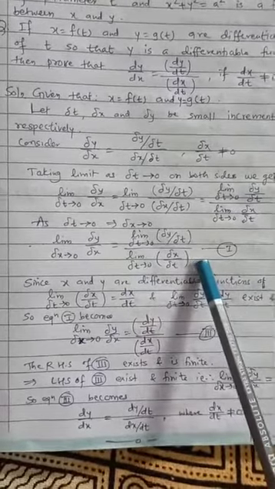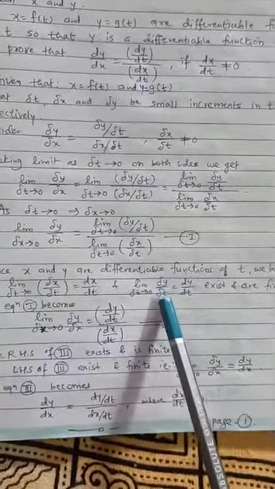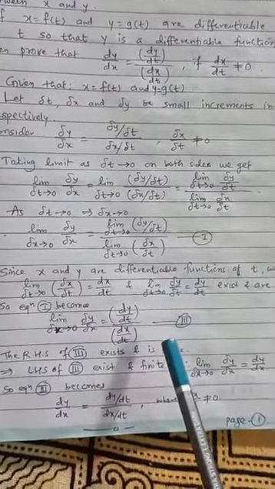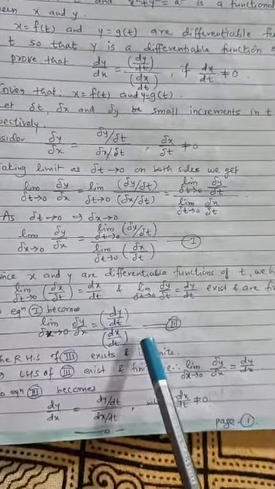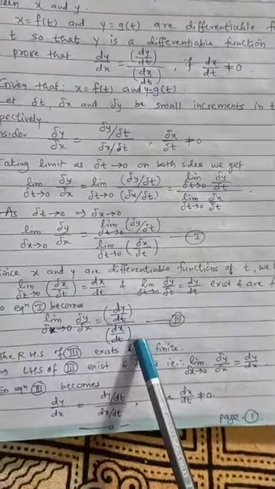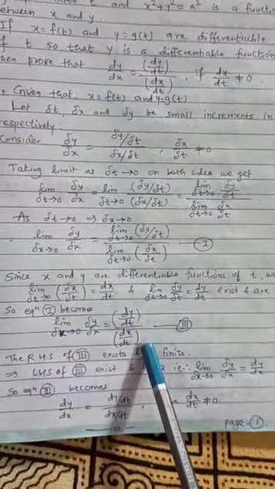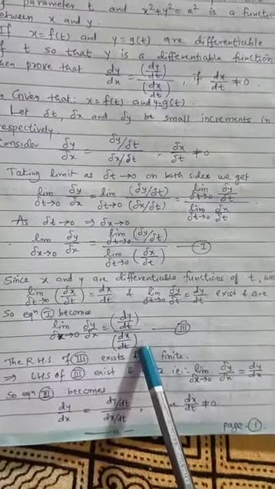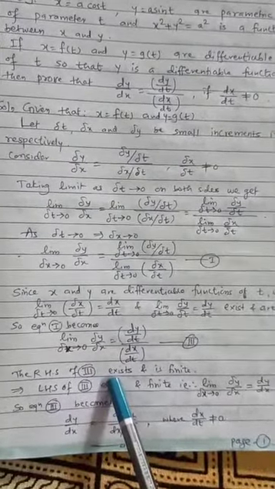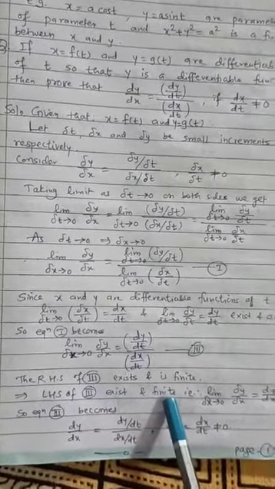Now from equation 1, we put these values of limits on the RHS of 1. So we got equation 3 now. Limit delta x tends to 0, delta y upon delta x is equal to dy upon dt divided by dx upon dt. Now in this equation 3, we observe that RHS exists and is finite. So LHS also exists and is finite.